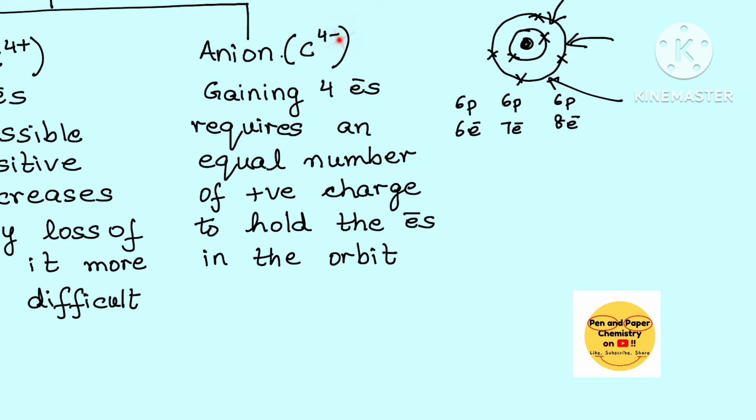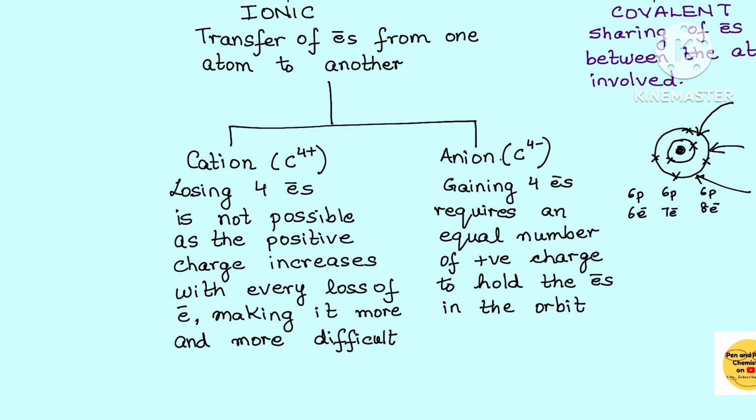So in order to get 8 electrons in the outermost shell, it is difficult for carbon to undergo ionic bonding, because either it forms a cation or it forms an anion. Anion means an ion with a negative charge. N for negative, here anion. Cation, ion with a cut. A cation is an ion with a positive charge.